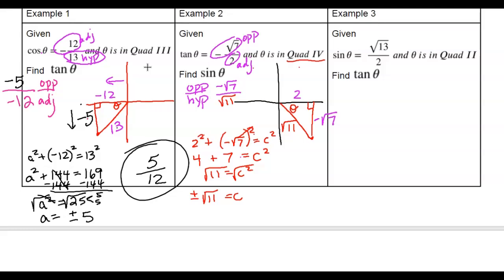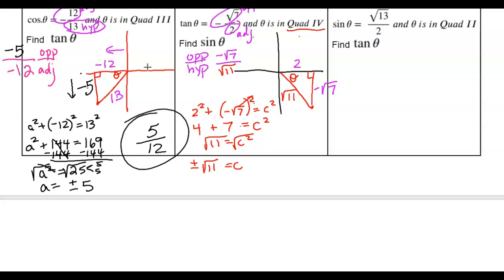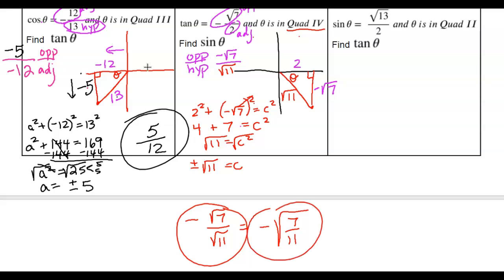If this is not multiple choice, I will take this answer. So negative root 7 over root 11, which can also be written as negative and one big root. Okay, these are both fine for me. In Sec 1 and Sec 2, we do tell students to rationalize their answers, but when you get to calculus, you actually stop rationalizing. So I do want to introduce that idea to you.